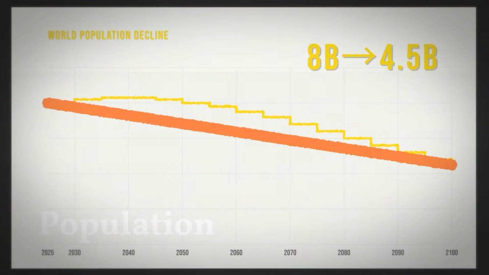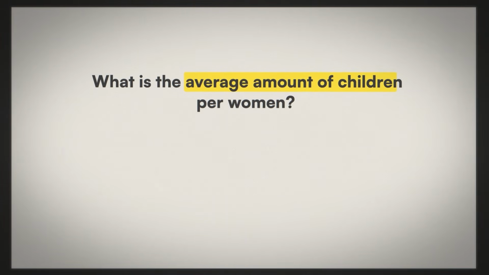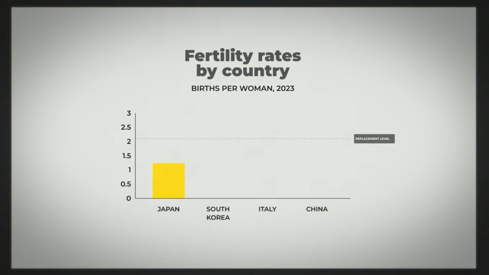The reason comes down to fertility rates. Globally, that number has dropped from about 5 in 1960 to just 2.3 today. And in many countries like Japan, South Korea, Italy, even China, it's already below replacement level, which is about 2.1.